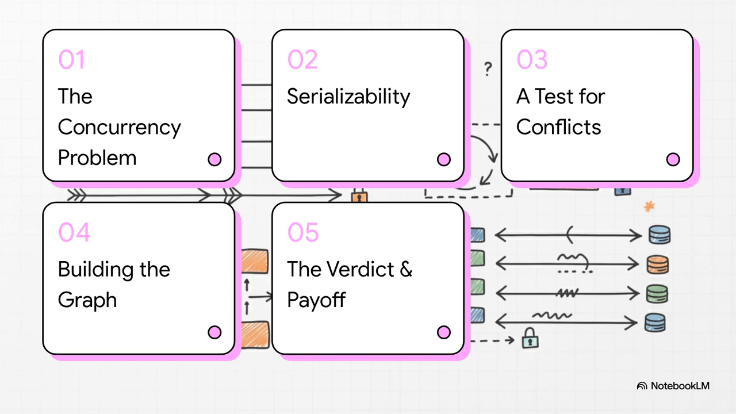First, we'll get a closer look at the problem itself. Then we'll bring in the hero of our story, serialization. After that, we'll learn how to find the clues, the conflicts, build a visual map of those clues, and then finally, we'll deliver the verdict and see what the big payoff is.